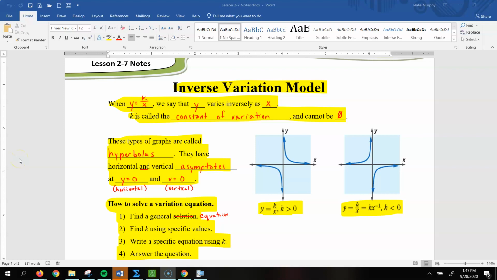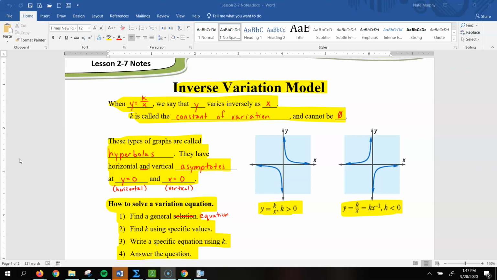All right, well, we are on the very last section of this chapter with lesson 2.7. And in this lesson, we're going to learn about two different types of variation models. One is going to be just a plain old inverse variation, and the other one's going to be an inverse square variation. Now, there's some similarities, but there's also some differences. So we'll talk about those as we get to the second part here in a minute.